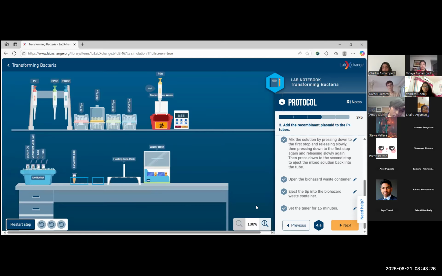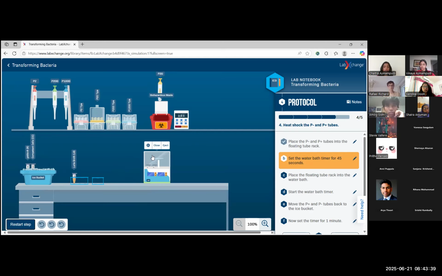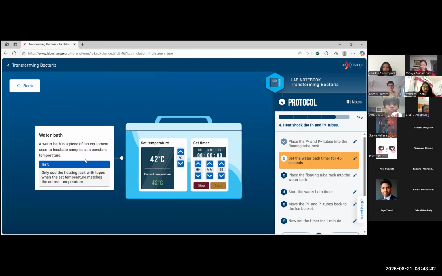And now we will close all of the tubes, and we'll put the P minus and the P plus into the floating tube rack, and now into the water bath. And then from here, we will give it 4 to 5 seconds to get the perfect time for a heat shock.